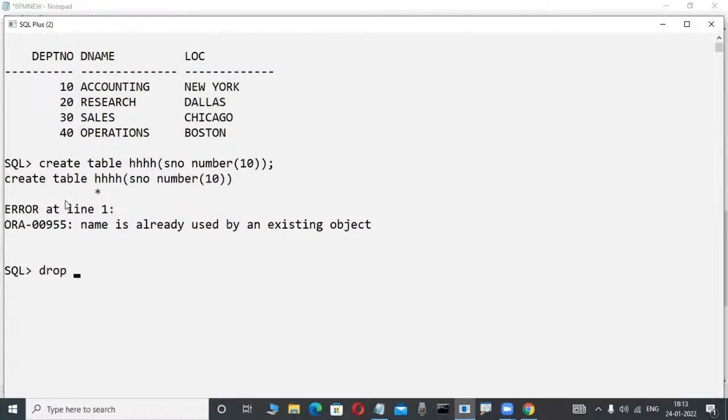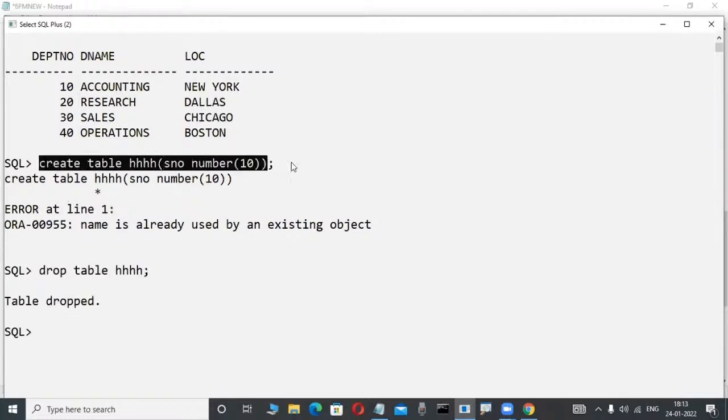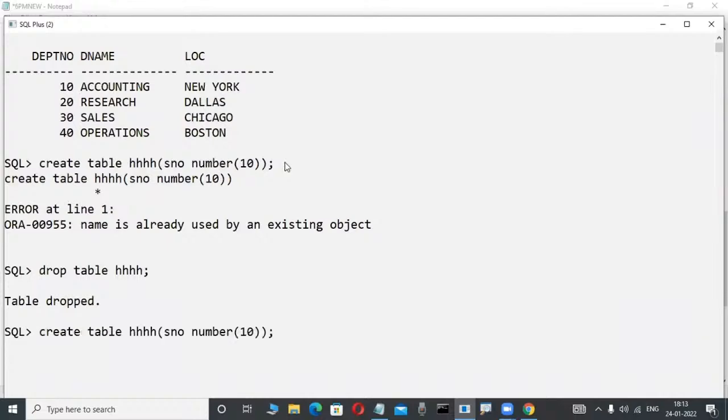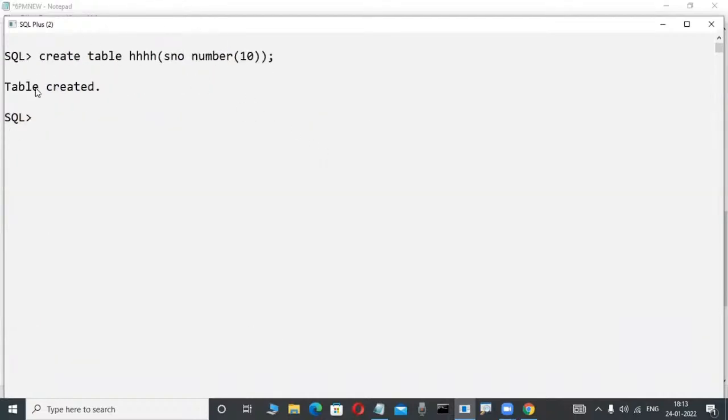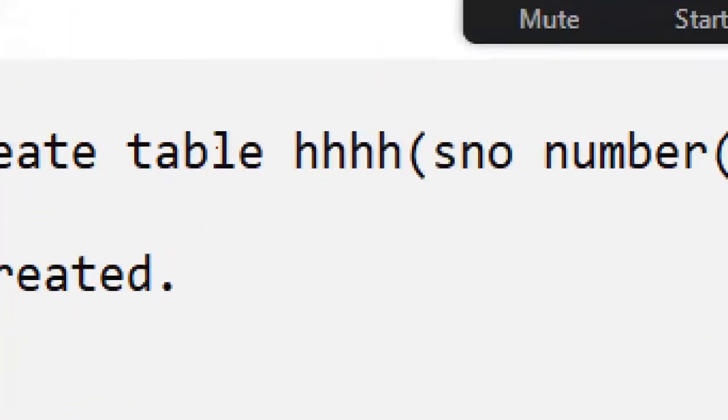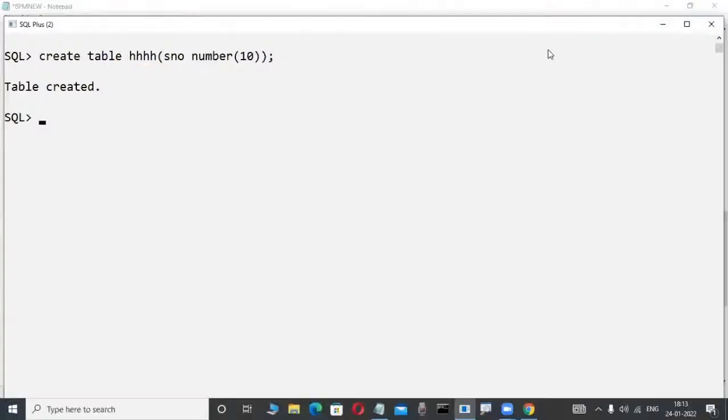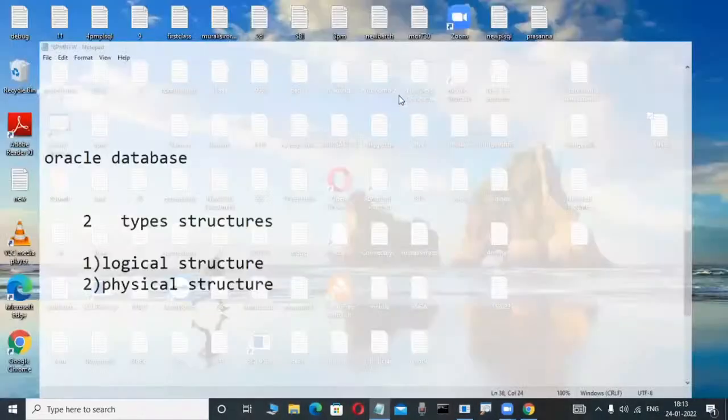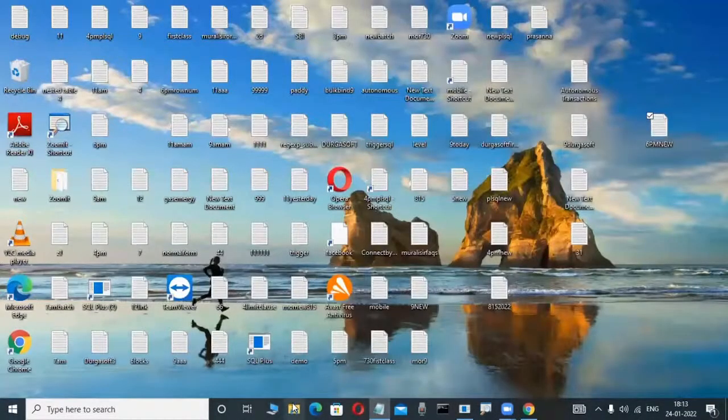Now here, these tables are already there. Suppose I'm creating a table in my database. Whenever I'm creating a table, this is not visible in the operating system. Observe here, this is not visible in the operating system.